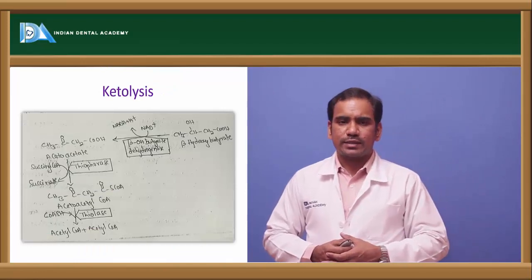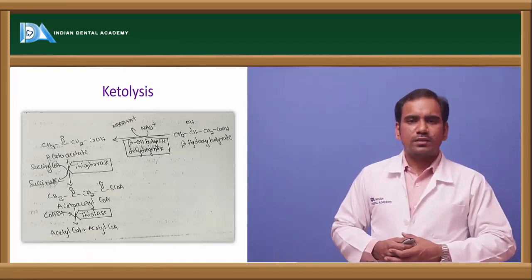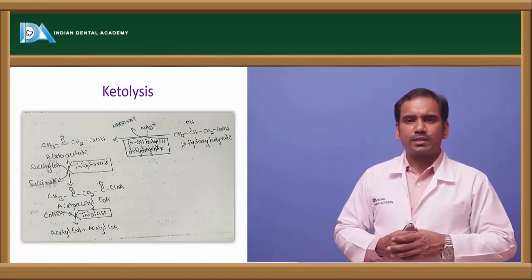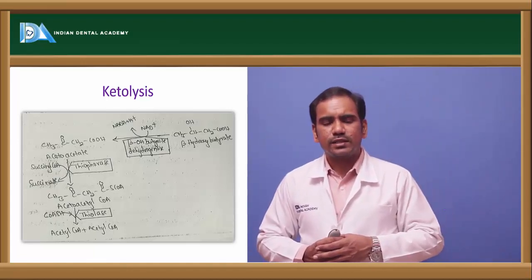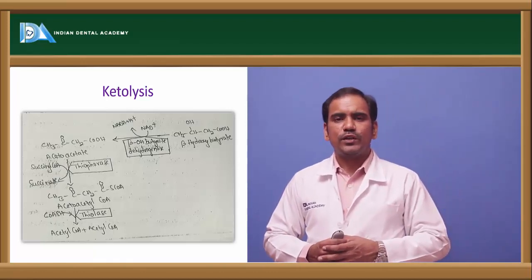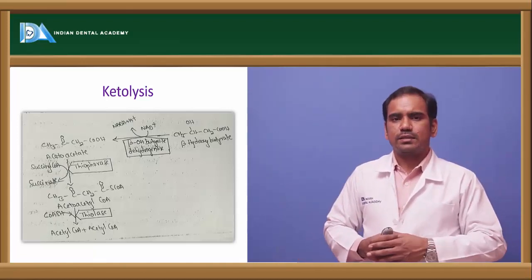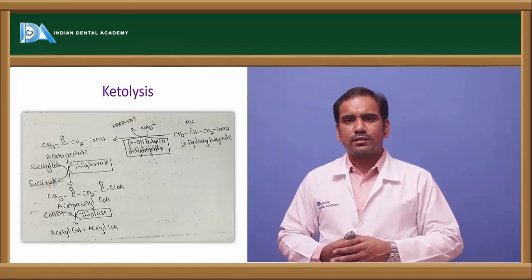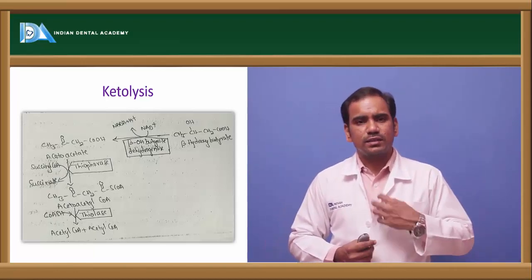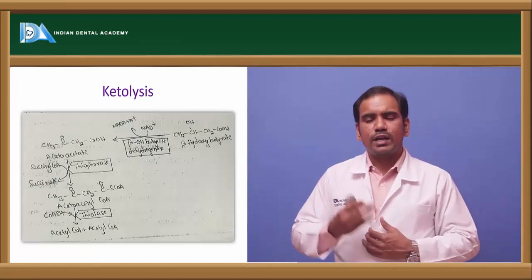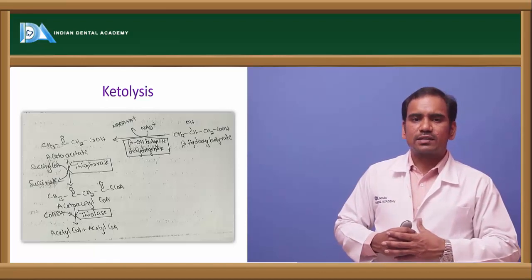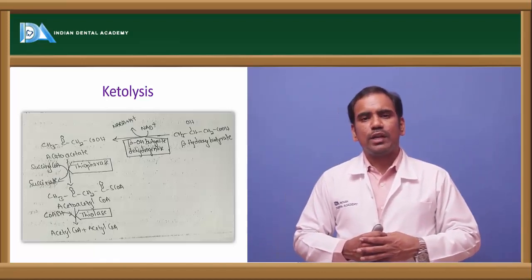Coming to ketolysis. We discussed that ketone body metabolism involves ketogenesis and ketolysis. So what happens in ketolysis? In ketolysis, we are utilizing the ketone bodies. Utilization of ketone bodies is nothing but ketolysis. That ketolysis occurs in all extrahepatic tissues. Ketogenesis occurs in the liver, but ketolysis, the utilization of ketone bodies, occurs in all extrahepatic tissues because the liver lacks the enzyme which is involved in the utilization of ketone bodies.